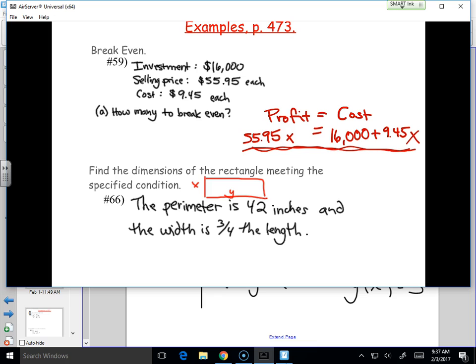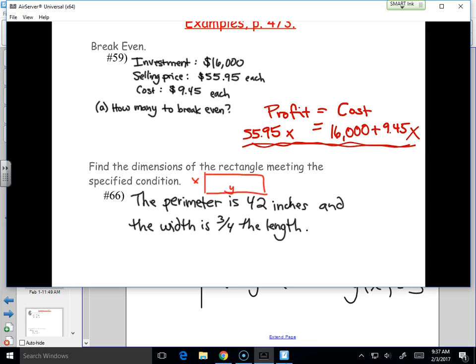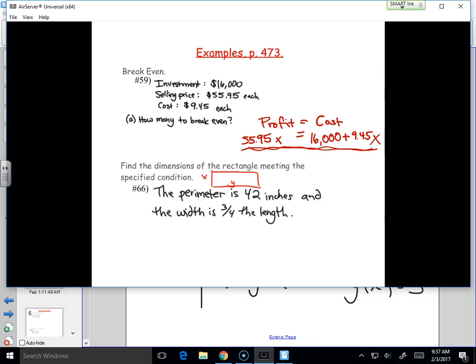How about the bottom one? That's an easy solving one. Find the dimensions of the rectangle meeting the specified conditions. Ugh, what's perimeter? Oh, come on. That's 2. Add all the sides. Perimeter is 42. And the width is 3/4 the length.